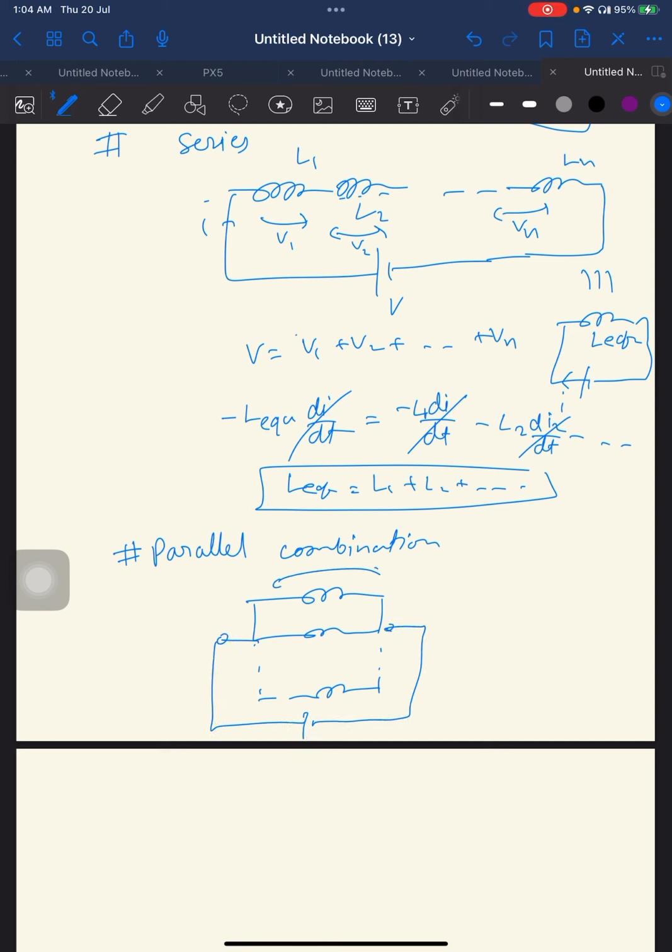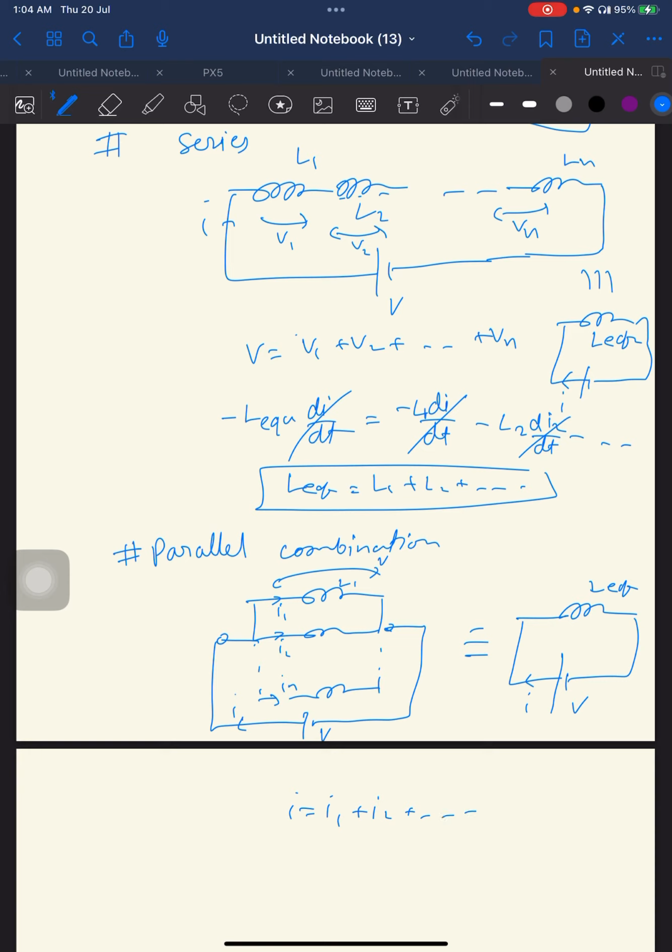So in parallel, voltage is going to be the same in all of them, but current is going to be different. Here are L1, I1, I2, up to IN, and here is I. Equivalently, we can take a single equivalent inductor L equivalent with voltage V and the same current I. So we can write I equal to I1 plus I2 plus so on.